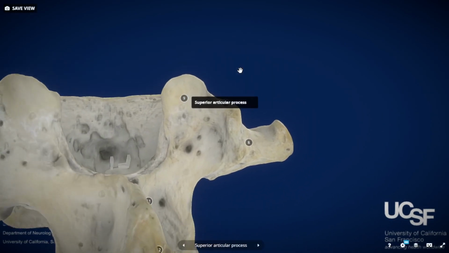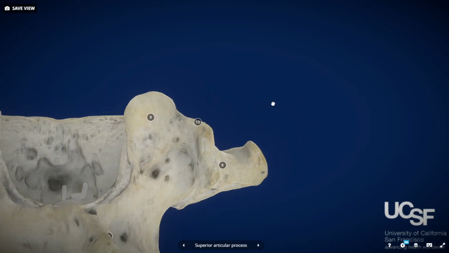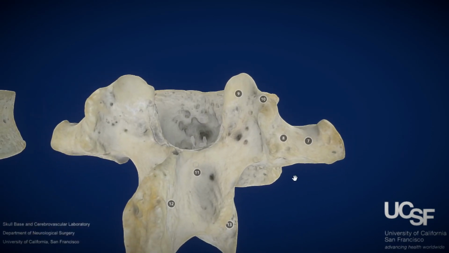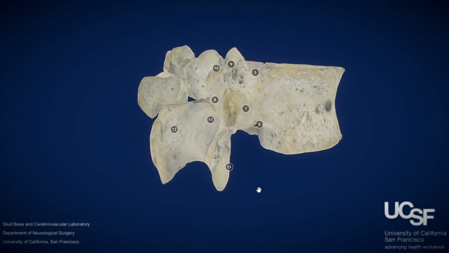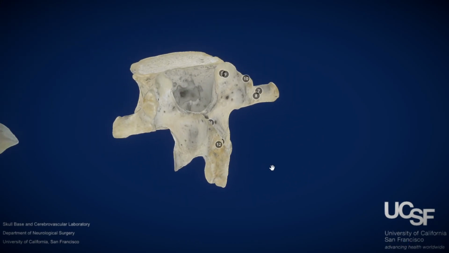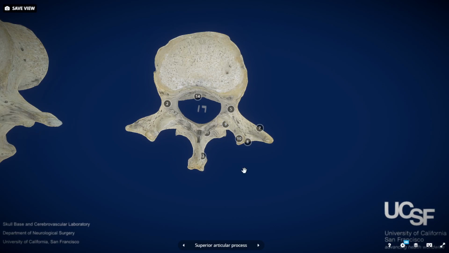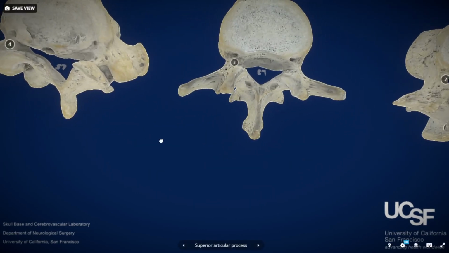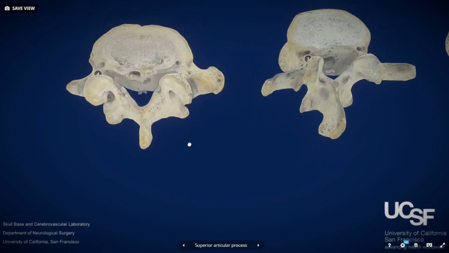Now, labeled as 9, we see the superior articular process. The superior articular processes are similar to the thoracic region in terms of their vertical orientation, and from a superior perspective, we see that their orientation changes from oblique or sagittal to a more coronal orientation in lower levels.